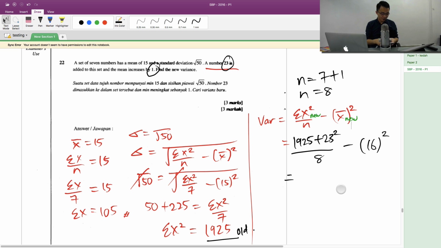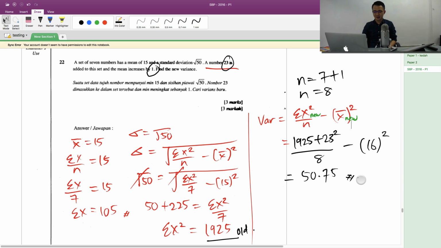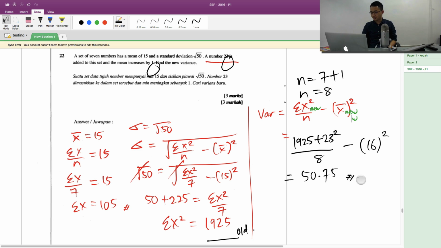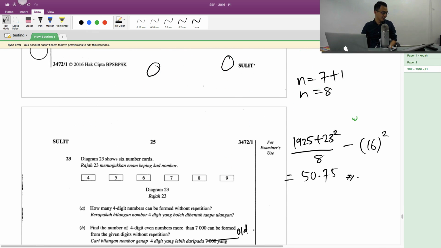This is how we find the variance. So 1925 plus 23 squared, divided by 8, minus 16 squared. Yeah, you will get 50.75. This is how we solve this kind of question. It's a little bit tricky, but I guess it's not too bad. And it hung again, I will need to restart it. Yeah, last 3 questions.